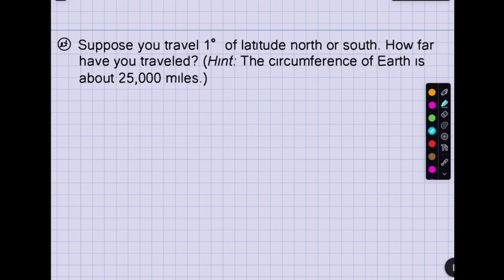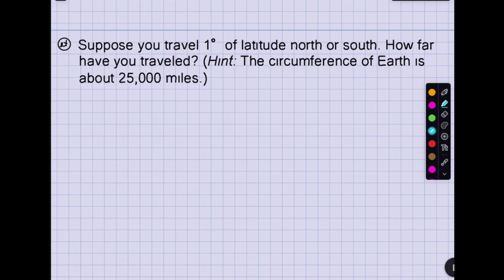So if you travel 1 degree latitude north or south, how far have you traveled? The circumference of Earth is 25,000 miles. So you travel 1 degree. How far did you travel? Ish. How do you get almost 70 miles? 25,000 divided by 360. So if you think about the circumference of the Earth, it's 360 degrees, right? A full circle.